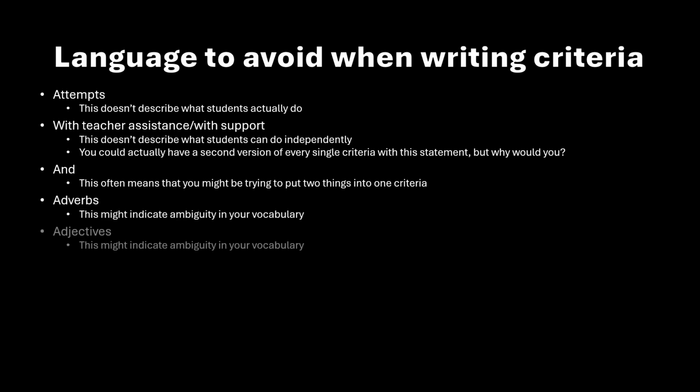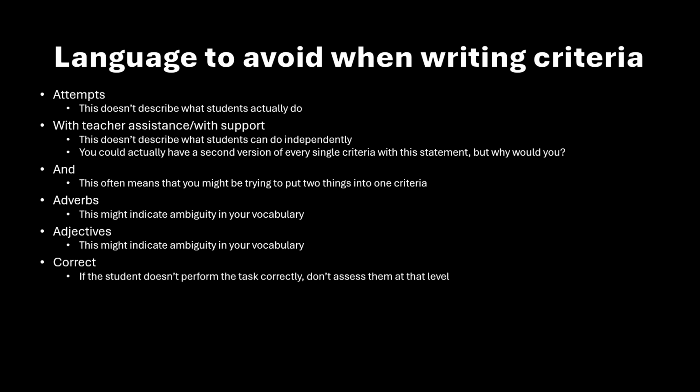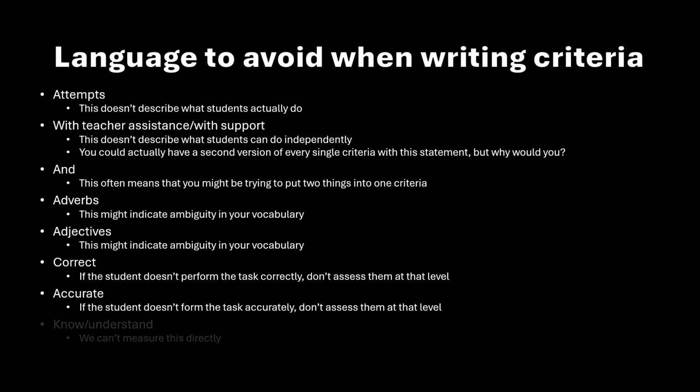With adverbs and adjectives, these usually suggest that there's ambiguity. I would say instead of using an adjective or an adverb, find a better verb, a more specific verb, a more powerful verb or noun or whatever it is. Correct and accurate, I don't think these are required, because if the skill's not performed correctly or accurately, then just don't assess it at that level and just explain that's how you interpret these rubrics to everybody using it.